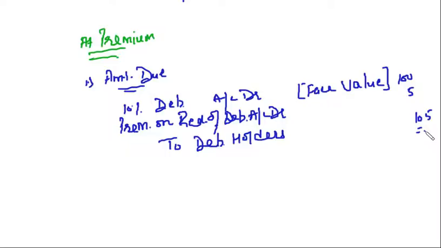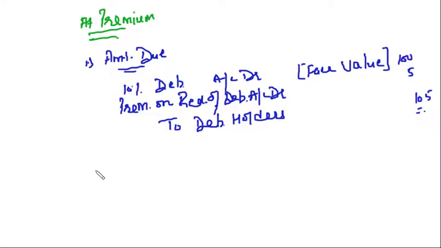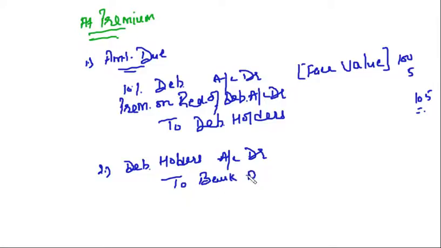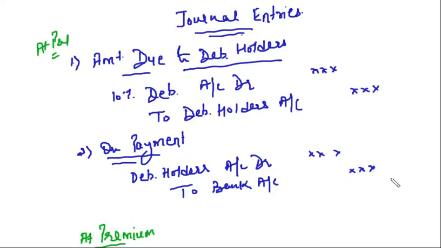Clear, friends? And when this payment is made, then debenture holders account debit to bank account 105. Clear? So if the payment is at par, then debentures to debenture holders and debenture holders to bank.